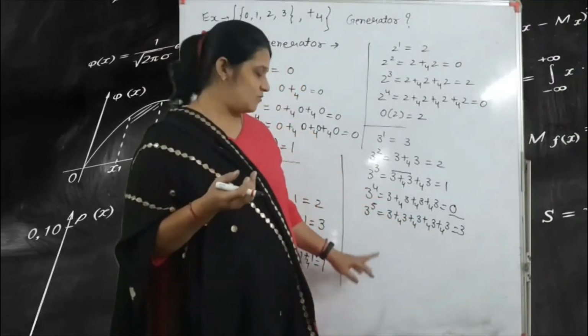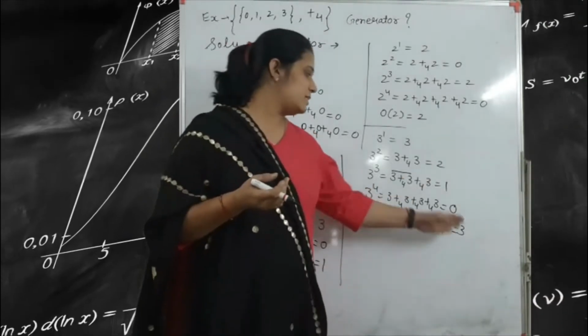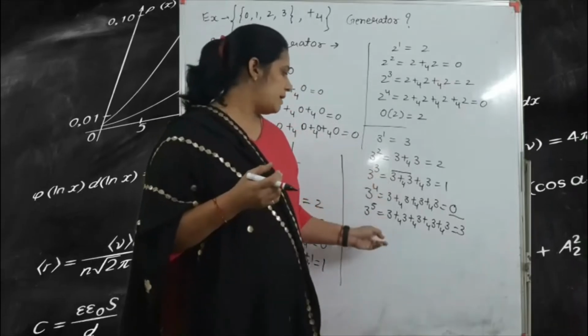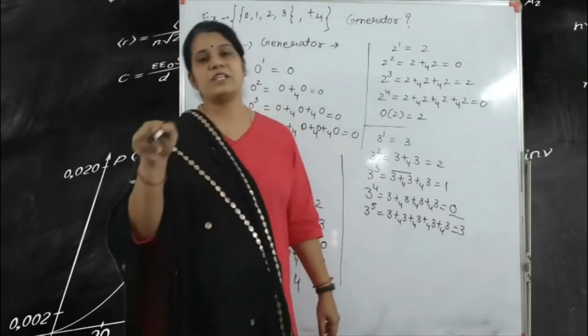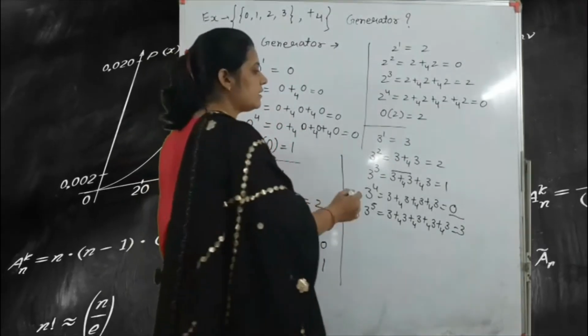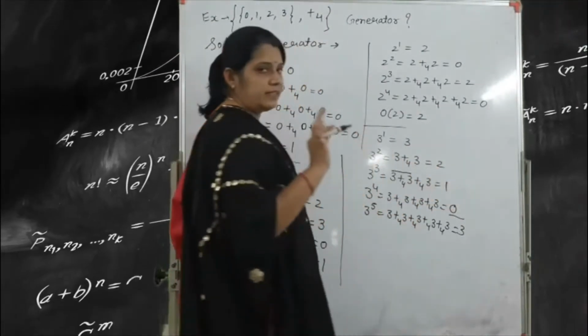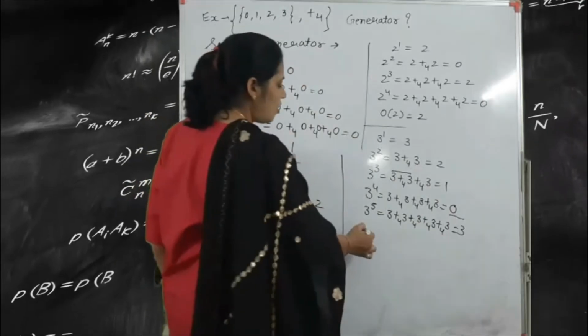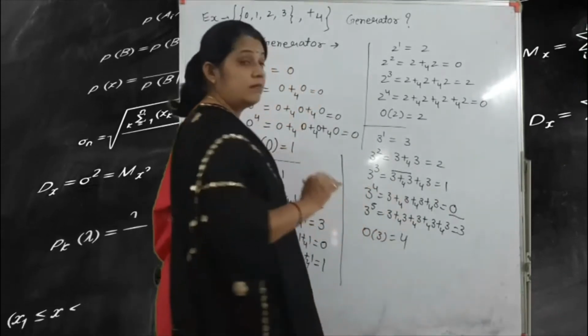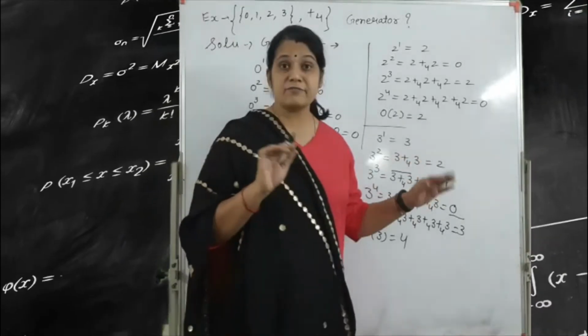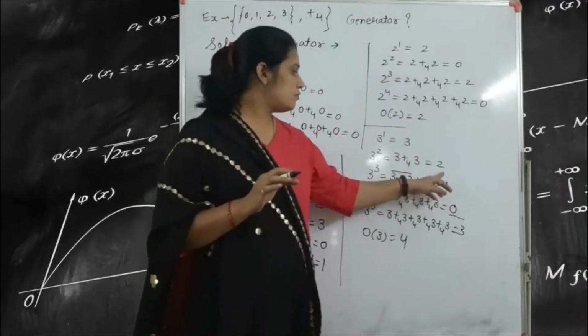So the next term is what? 3 raised to the power 6, that means we get 2. 3 raised to the power 7, so we get 1, and 3 raised to the power 8, so we get 0. Okay, so here only 4 remainders are different. Got it? So the order of 3 is equal to what? 4, the total number of different remainders. So 0, 1, 2 and 3.